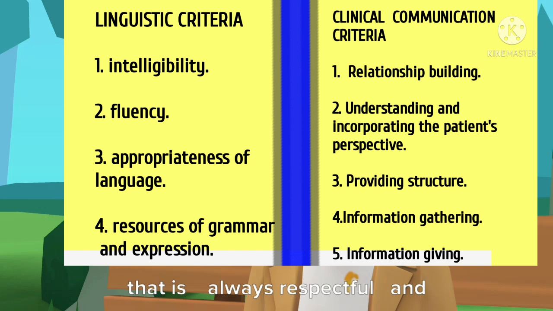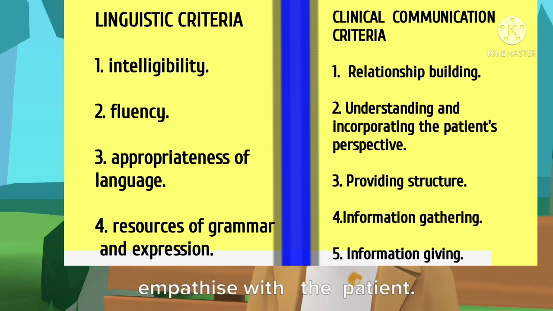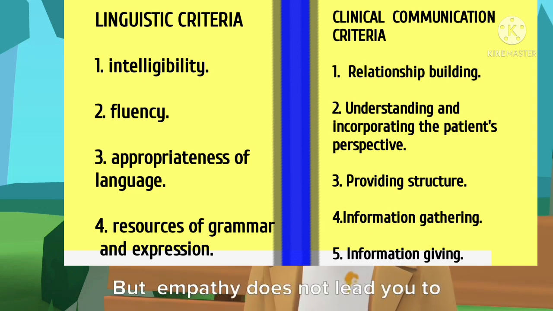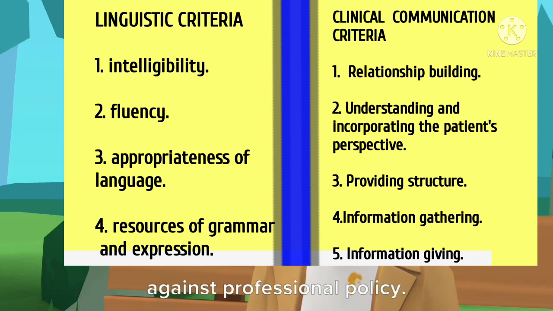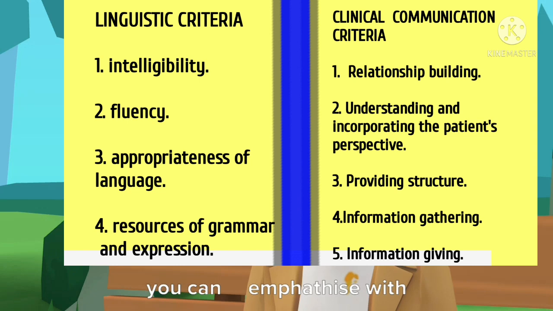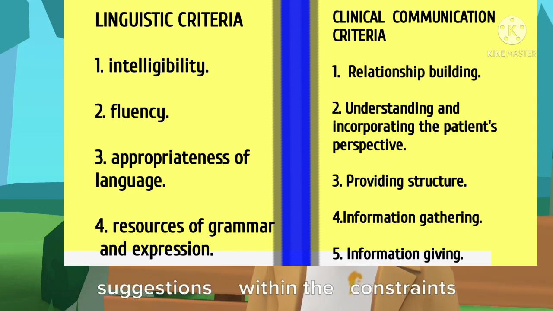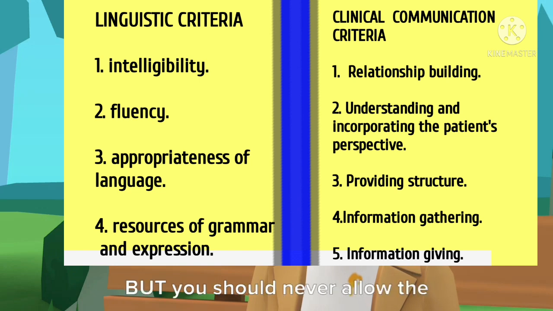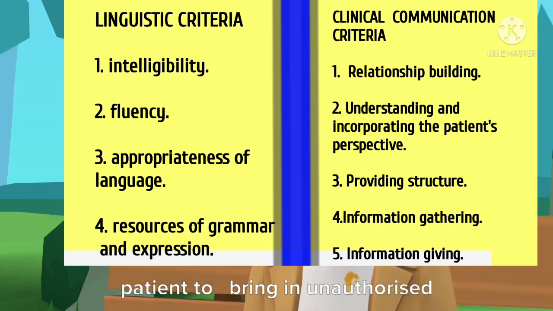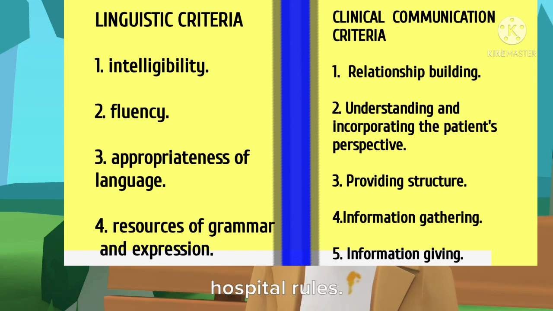Throughout your speaking, you will need to adopt the right tone that is always respectful and non-judgmental. It is also crucial that you empathize with the patient. But empathy does not lead you to offer or promise something that goes against professional policy. For instance, if a patient complains about hospital food, you can empathize with the patient and offer some suggestions within the constraints of hospital policy. But you should never allow the patient to bring in unauthorized food if it is against the hospital rules.